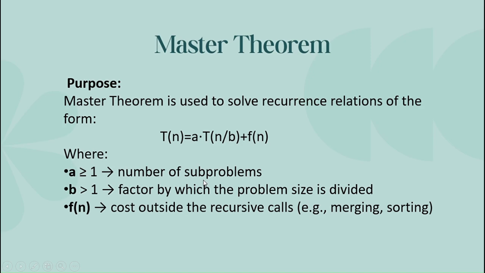Here a is the number of subproblems. In the master theorem, we use the divide and conquer method, and we divide a big problem into different subproblems. So a is the number of subproblems into which we divided our problem, and b is the factor by which we divided our problem. a should be greater than or equal to 1, but b should always be greater than 1.